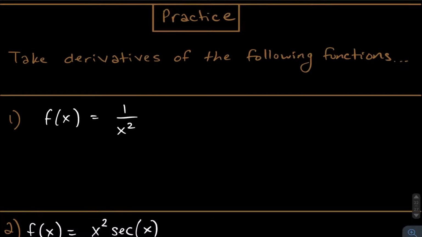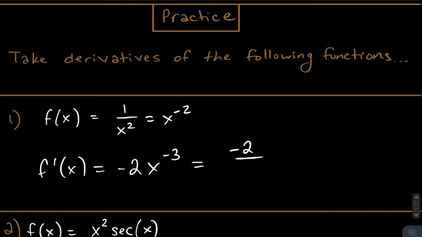Let's take the derivatives of the following functions. Let's first take the derivative of 1 over x squared. Now, if you immediately go, oh my god, I have no idea, it's probably because you're not recognizing that 1 over x squared is the same thing as x to the negative 2. Okay? If we take a derivative of x to the negative 2, it's just a simple application of the power rule, right? So we move that negative 2 down in front of the x, and we subtract 1 from the exponent, which gives us negative 3. So we can rewrite this as negative 2 over x cubed. And that's your derivative. Okay, so that's the first example.